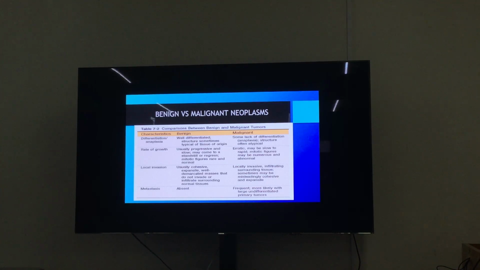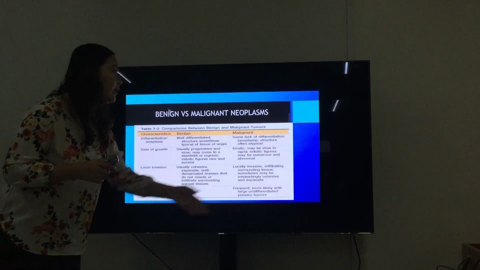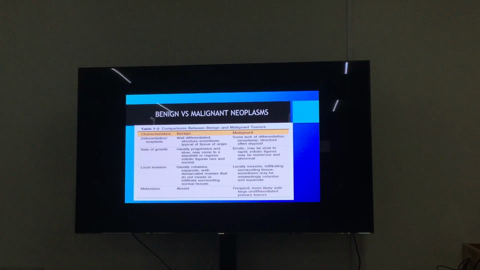So, sometimes, for example, breast carcinoma. Okay? Kung fibroadenoma lang yan, it's confined within a fibrous capsule, sometimes movable, tapos it doesn't invade the surrounding tissue. Pag breast carcinoma, you can see tumor infiltrating the adipose. Okay? So that's malignant. So metastasis is absent in your benign, but frequent in your malignant neoplasia or malignant tumors.